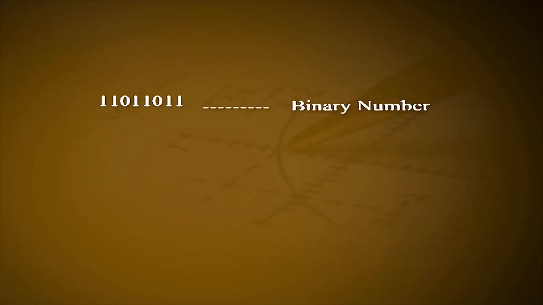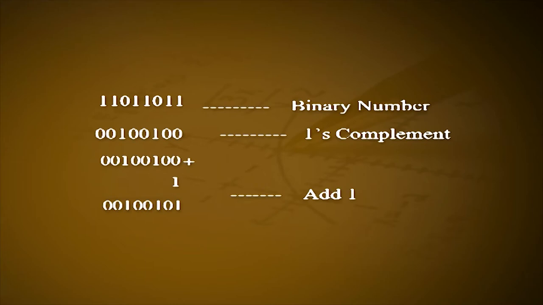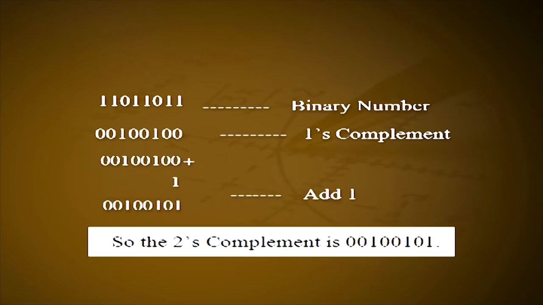110110 is the binary number. The 1's complement is 0010100, that is, 0010100 plus 1, which is equal to 0010101. So, the 2's complement is 0010101.